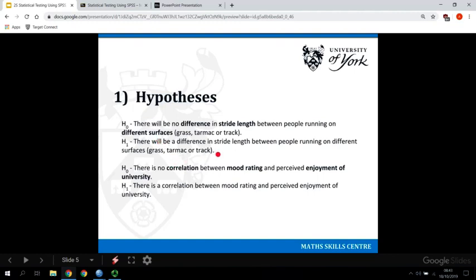The alternative hypothesis is the exact same, except it says that there will be a difference. I've put in another example here of a different study because we might be looking for a correlation or maybe an association between two things. Here we're measuring mood rating and we're also measuring people's perceived enjoyment of university. So the hypothesis helps you to pin down what it is you're measuring and how you're looking at that relationship. Is it a difference or an association?